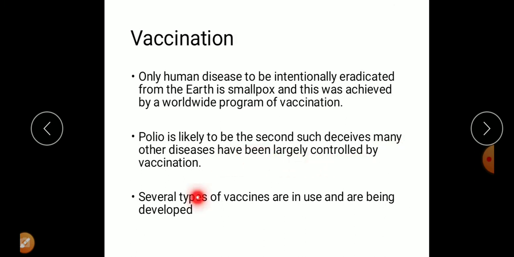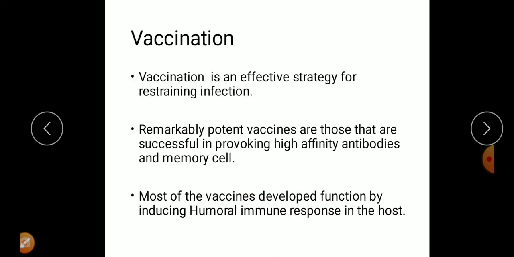Apart from this, there are several types of vaccine that are used and being developed. Vaccination is an effective strategy for restraining infection. Remarkably, potent vaccines are those that are successful in provoking high affinity antibodies and memory cells. Most vaccines function by inducing a humoral immune response in the host.